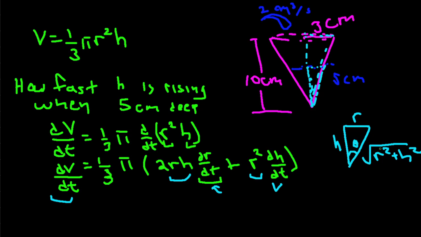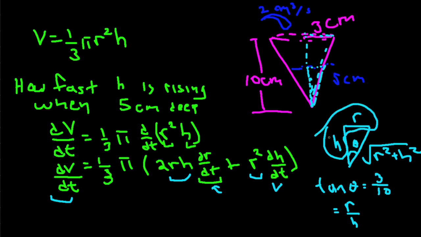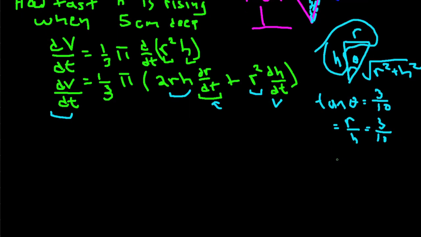it theta. We know that the tangent of theta is equal to opposite over adjacent, which is going to be 3 centimeters over 10. But that's going to be equal to r over h, which is going to be our variables. So I can rewrite this as 3 over 10. So that's going to be the case that r is equal to 3/10 h.